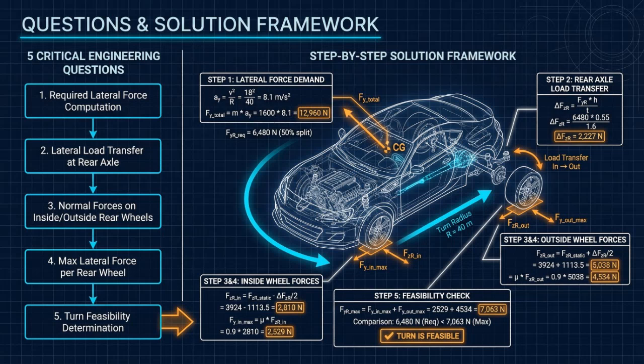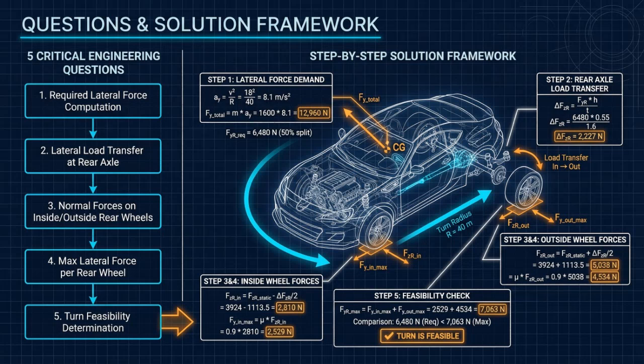Second, we compute the lateral load transfer at the rear axle. This is obtained by taking mass times lateral acceleration times CG height divided by track width, showing how cornering shifts load from the inside wheel to the outside wheel. Third, using this load transfer, we determine the normal forces on the inside and outside rear wheels. The outside wheel gains half the transferred load while the inside wheel loses the same amount.